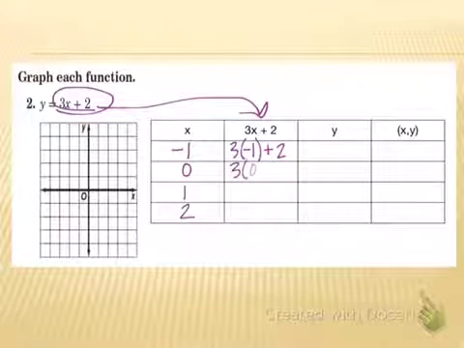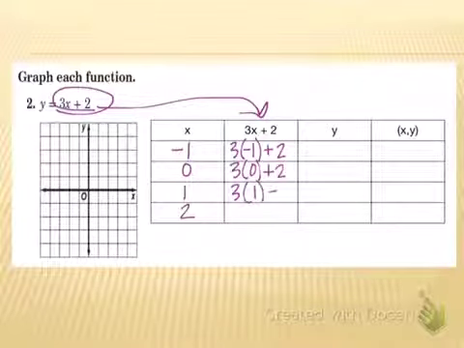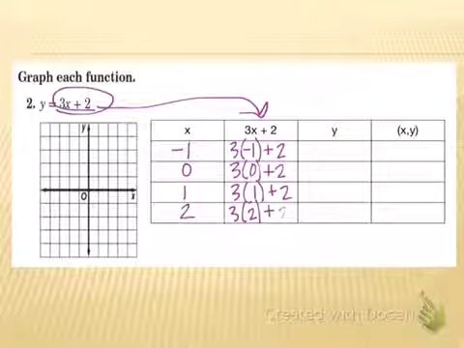Second row, I've got 3 times 0 plus 2. Third row, 3 times 1 plus 2. And fourth row, 3 times 2 plus 2. Okay, for my y column, we need to actually work this out. 3 times -1 gives me -3, plus 2 would give me -1.